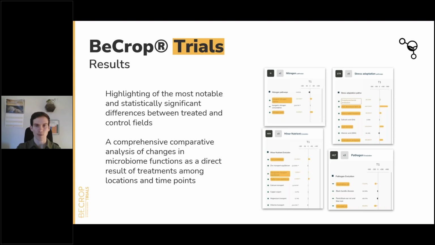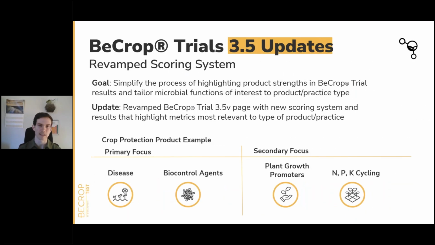But of course, just like with anything related to soil biology, there's a lot of complexity involved in interpreting these reports and really boiling them down to the highlights. And that's where our BeCrop 3.5 updates come in. We've revamped the scoring system on the first page of our BeCrop trial reports. The goal of this update is to simplify that process of highlighting product strengths in the results, and also tailor the results to the microbial functions of interest to the particular product type or even management practice that we're evaluating.